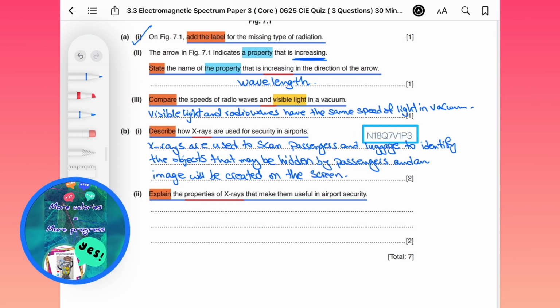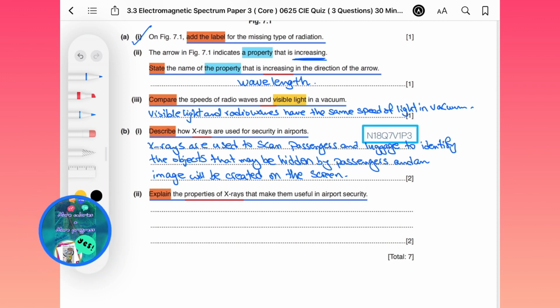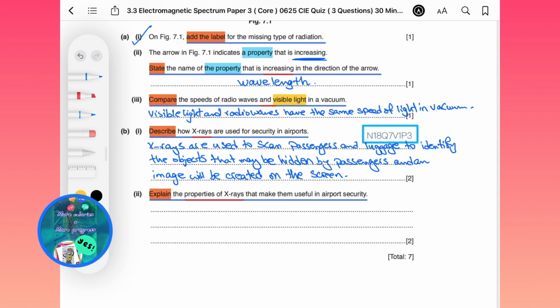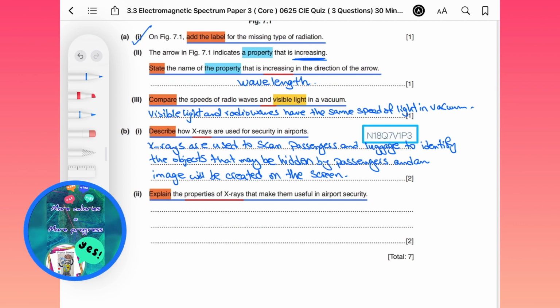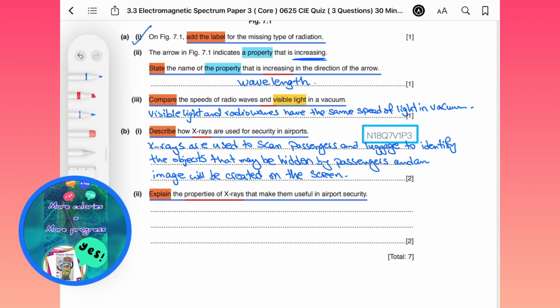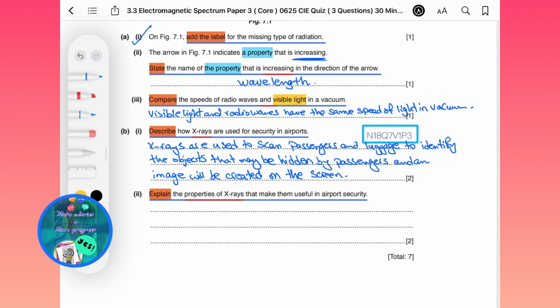Okay, explain the properties of X-rays that make them useful to be used in airport security. One of the main properties of X-rays that they can be partially absorbed and partially transmitted. X-rays can be transmitted through less dense materials. That's why they have high penetration power and can be absorbed by dense materials. Okay, so X-rays can be partially absorbed and partially transmitted. Let's write down the answer.